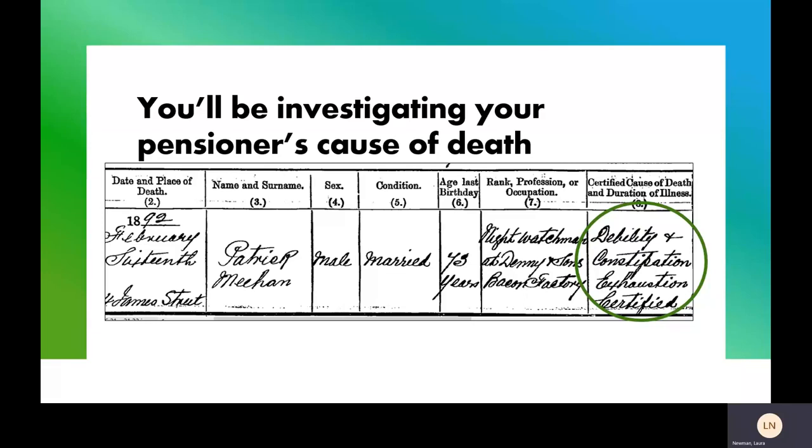And the clue we have for that is the cause of death on their death record. And this is a death record for an Irish postal pensioner who retired, I think, in 1871, who died in 1892 at the age of 73, of debility and constipation and exhaustion.